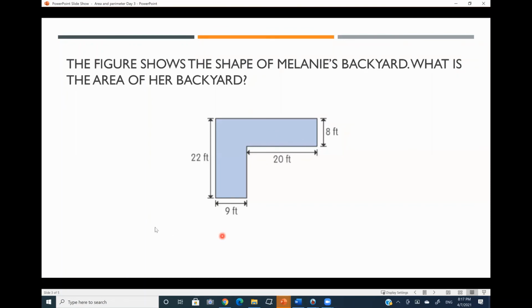Well, this is it for today. Now, before leaving, let me give you a challenge. The figure shows the shape of Melanie's backyard. What is the area of her backyard? Now, if you want extra bonus points, you can show me the perimeter too.